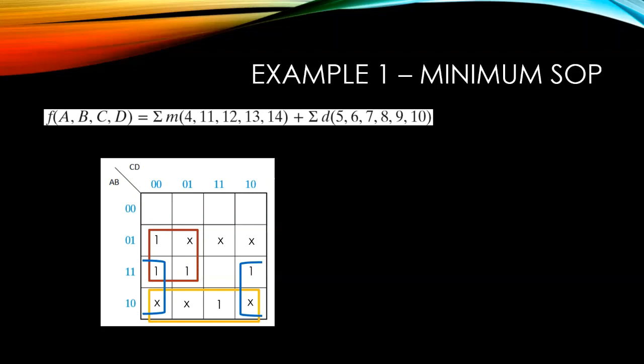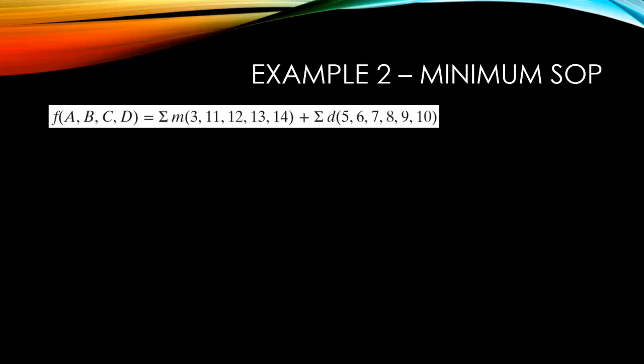So now let's get the term of each group. For the red, it is B, C naught. For this group, A, D naught. And for this group, A, B naught. And then just OR them, and we have this final answer. Imagine if we don't have the don't care, we would have more than 3 terms. So using the don't care, we simplified our equation further. So that's one of the uses of the don't care.